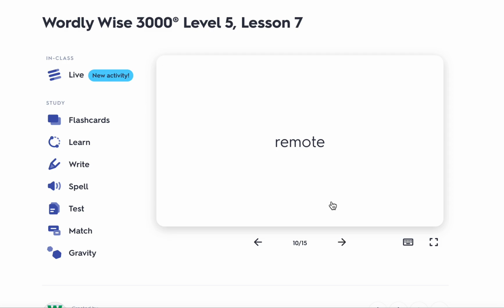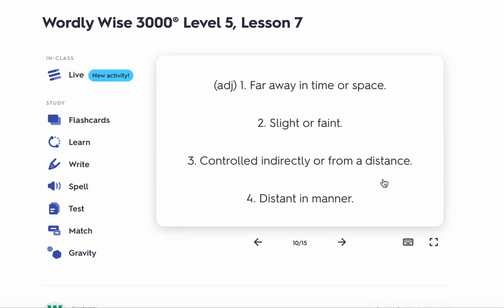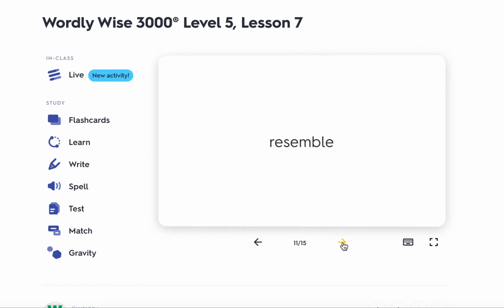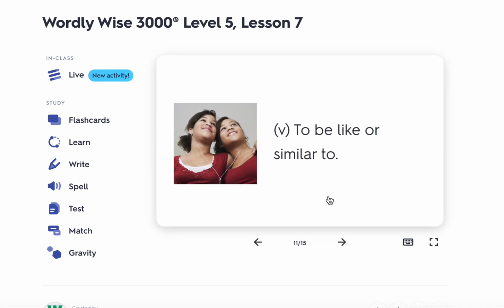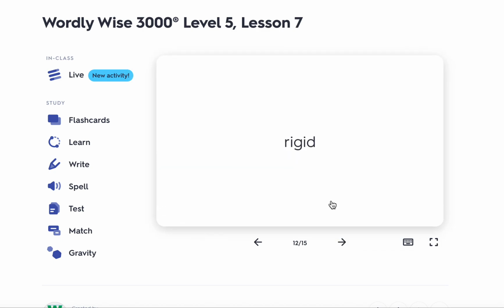Remote, this isn't the type of remote that's going to change your channel. This means far away in a very distant manner. So you might talk about a remote location, so someplace very, very far away, or someplace that's not around a lot of other things. Very remote, very far, distant. Resemble just means to look similar to. So you might resemble someone in your family. You might know somebody that resembles a celebrity.